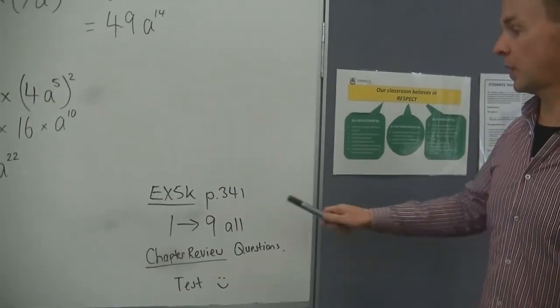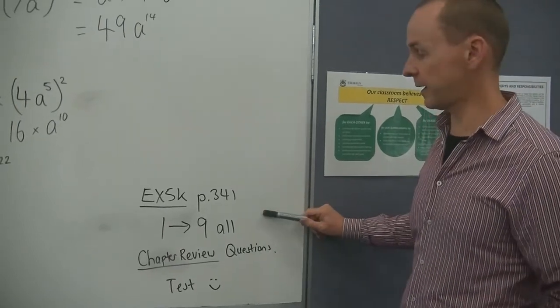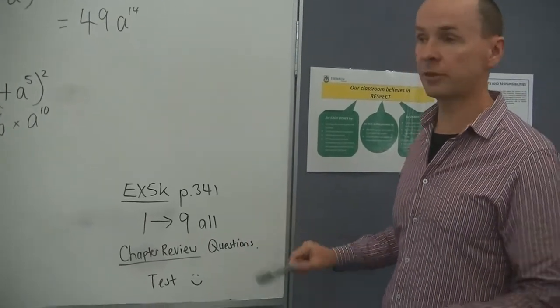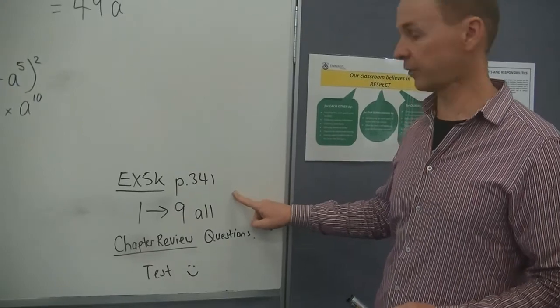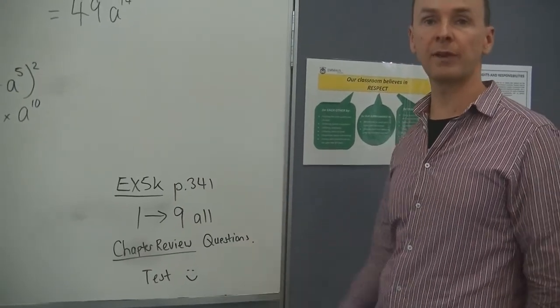Here's your work for you. 5K, I want you to do 1 to 9 all, because it's a new concept. Then you can do the chapter review questions just from these 2 exercises on index laws, and then we'll have a small test on that.